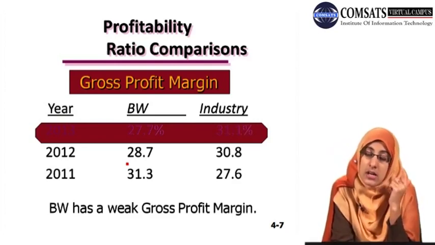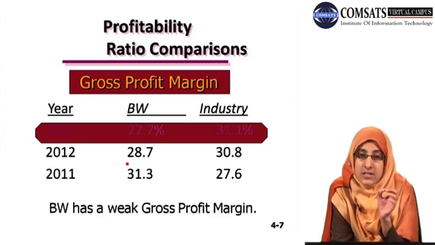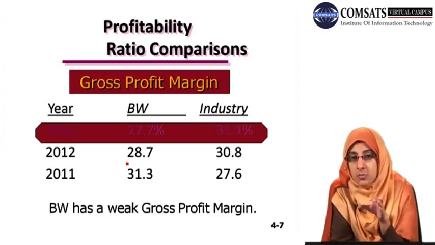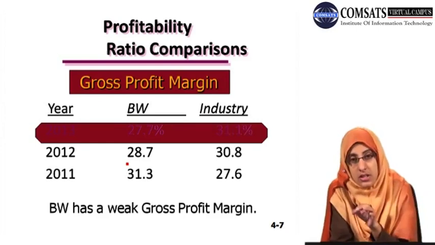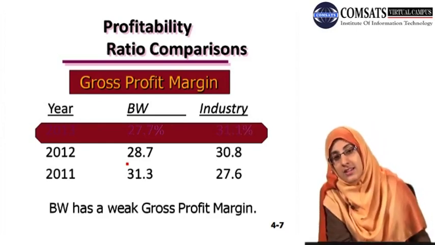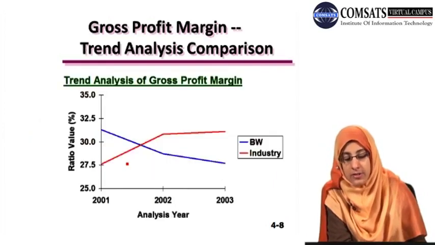That means the company has to look into its operational efficiency and look at its pricing policies. It has to consider reducing the cost of its goods sold so that it can increase its gross profit.